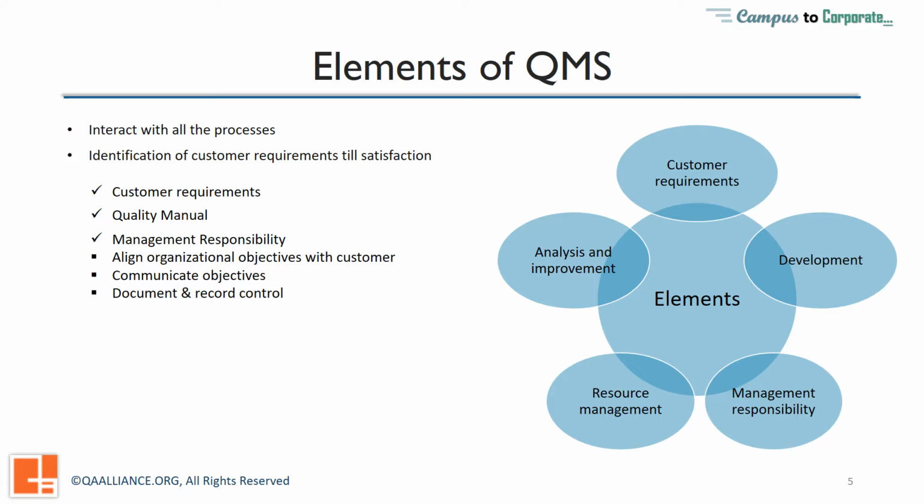Let me tell you here that control of documents and records means that these are legible, revision-controlled, readily identifiable and maintained in an orderly manner. Configuration management, which we'll cover in detail in an advanced training, takes care of document and record control in software organizations. Resource management covers the determination and provision of the necessary resources to establish and improve the quality management system.